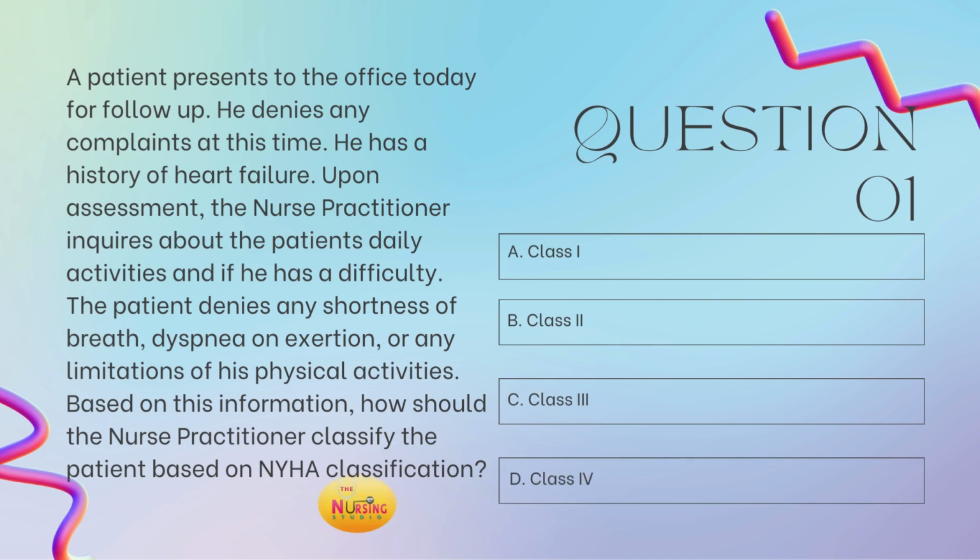Question number one states a patient presents to the office today for follow up. He denies any complaints at this time. He has a history of heart failure. Upon assessment, the nurse practitioner inquires about the patient's daily activities and if he has any difficulty. The patient denies any shortness of breath, dyspnea on exertion, or any limitations of his physical activities. Based on this information, how should the nurse practitioner classify the patient based on NYHA classification? Is it A, class 1, B, class 2, C, class 3, or D, class 4? Take a moment and tell me what you got in the comments.